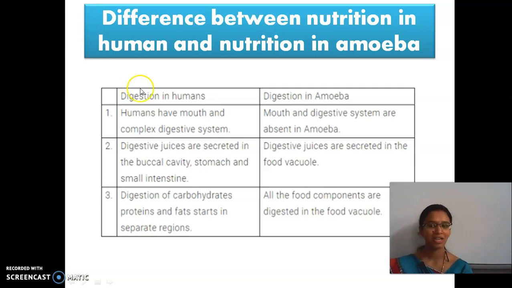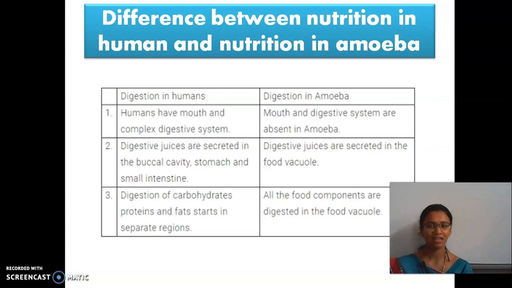As I told you, human beings have a complex digestive system, like mouth, stomach, intestine, etc. But in amoeba, the mouth and digestive system are absent. Is there a mouth in amoeba? No. Is there any digestive system? No. So humans have a mouth and a complex digestive system, but in amoeba, the mouth and digestive system are absent.